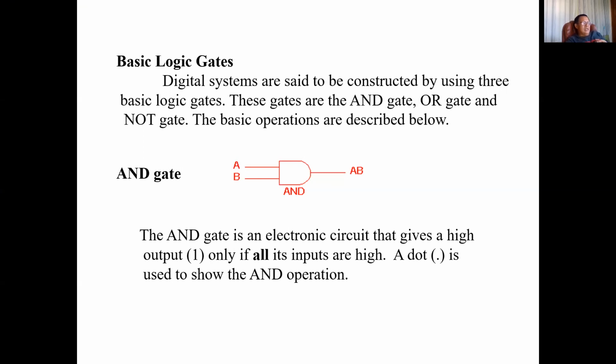Digital systems are said to be constructed using three basic logic gates. These are used to implement Boolean arithmetic. It's called logic because there are only two states, 0 or 1, or Boolean. It's either true or false. The output of a logic gate is either true or false. That's why it's called logic gates or Boolean gates. These gates are AND, OR, and NOT. Now, we may represent them in a symbol.